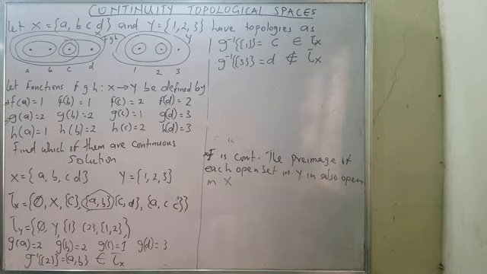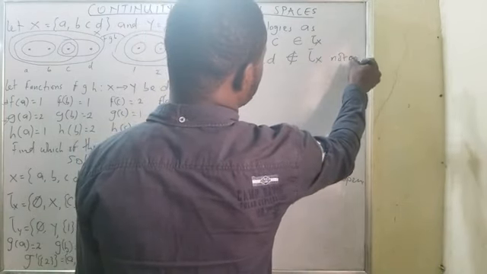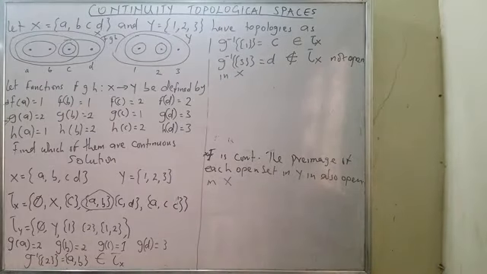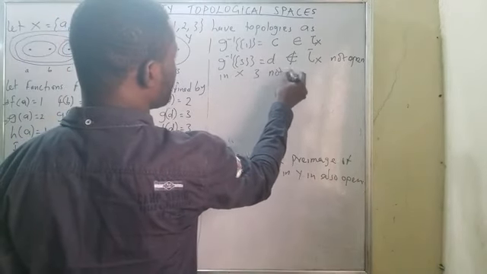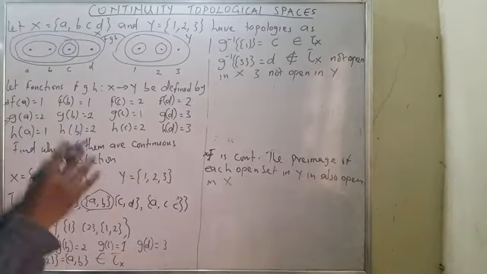Now, with what we have done, note that D is not open in X. Let me put the words not open in X. Since it's not open in X, and also 3 is not open in Y, both of them are not open.